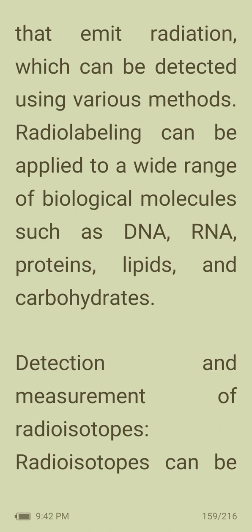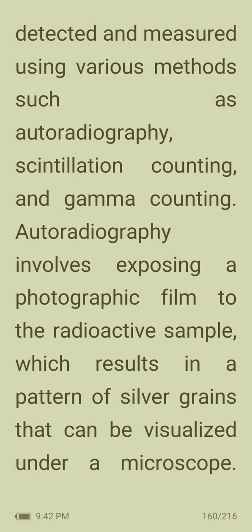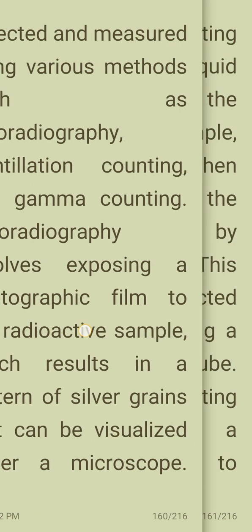Detection and measurement of radioisotopes. Radioisotopes can be easily detected and measured using various methods such as autoradiography, scintillation counting, and gamma counting. Autoradiography involves exposing a photographic film to the radioactive sample, which results in a pattern of silver grains that can be visualized under a microscope.